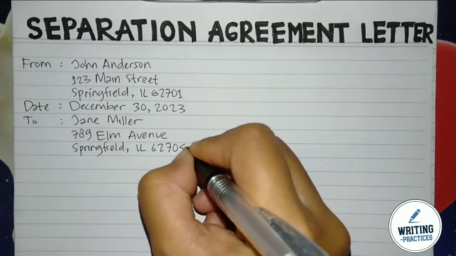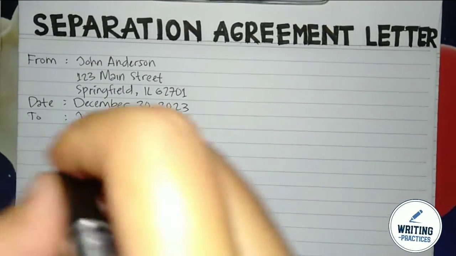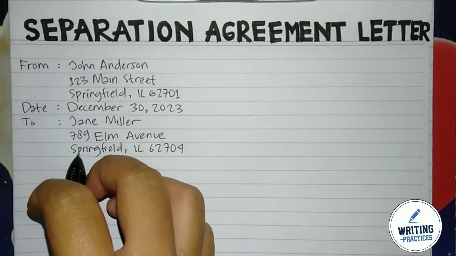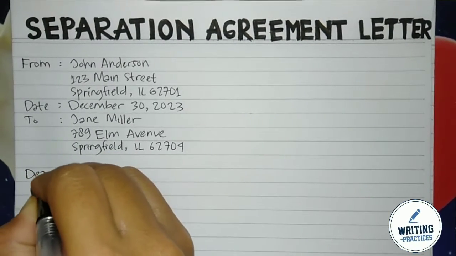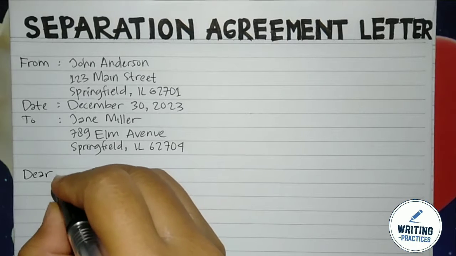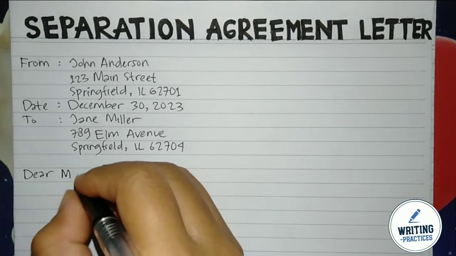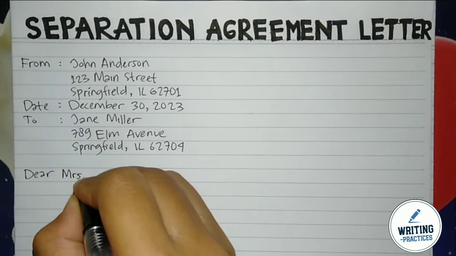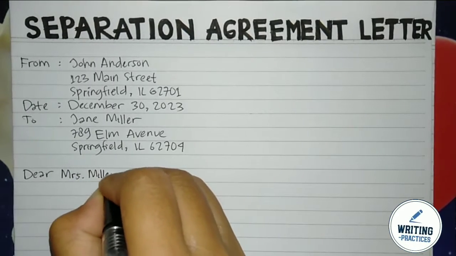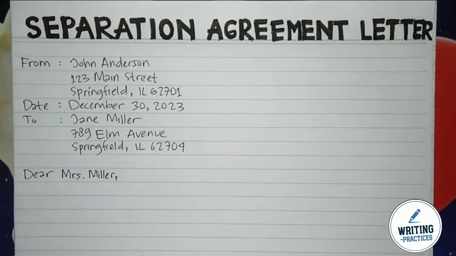For the next, write the recipient's full name. And write the home address. Don't forget to mention the number, street name, city, state, and zip code. And now, you can open the letter with a salutation. Simply write, "Dear Mr. or Mrs. or Ms.," followed by the last name of the recipient.